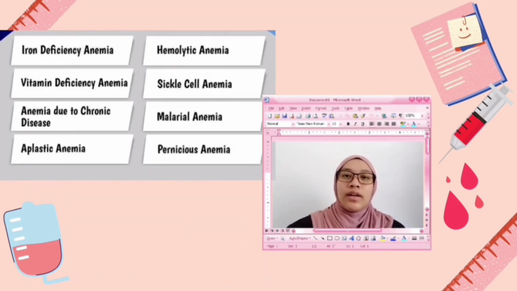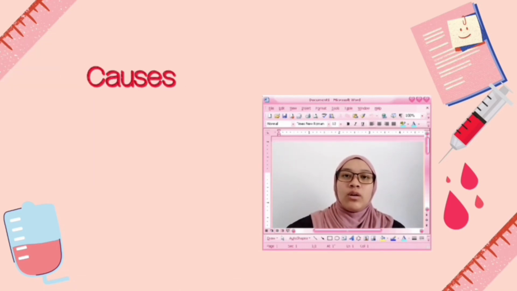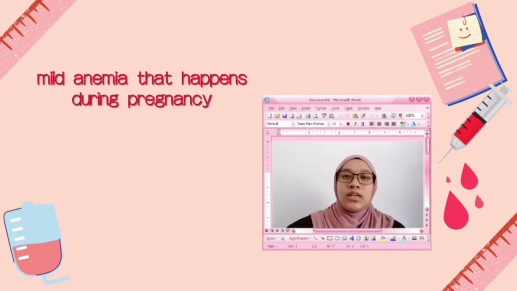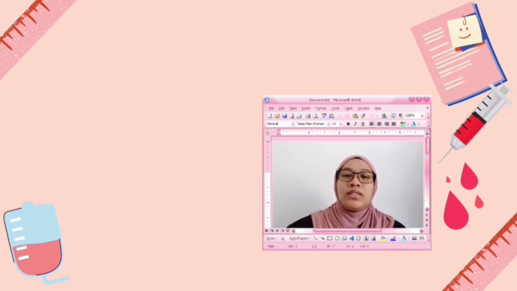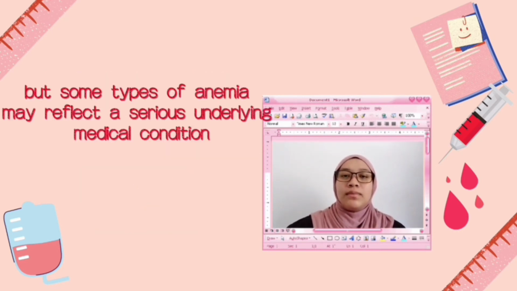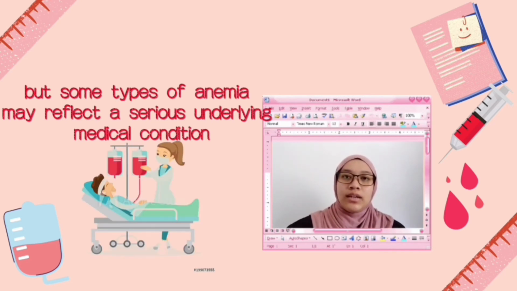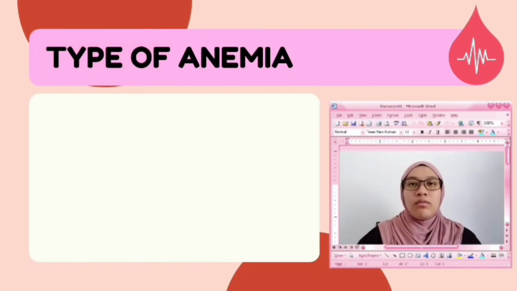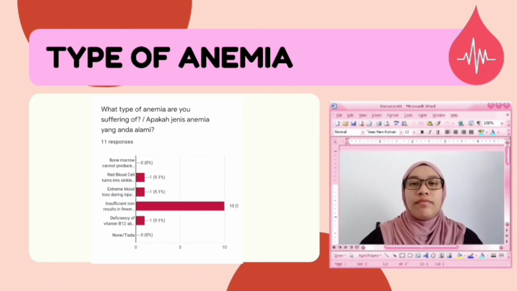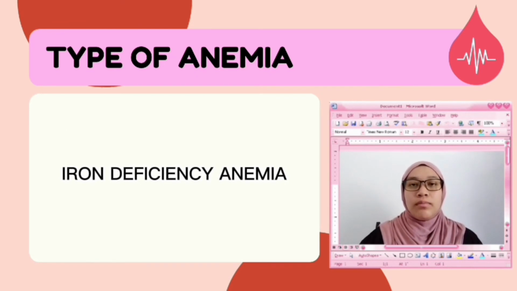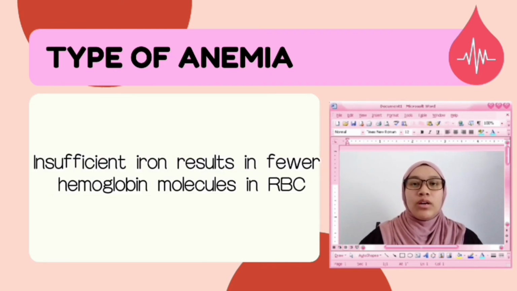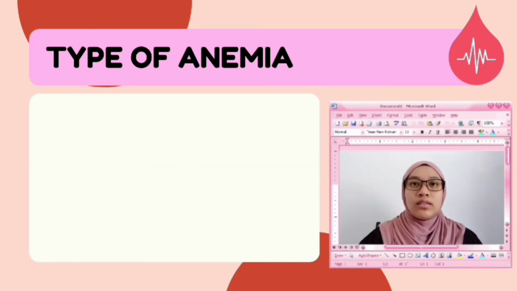There are many types of anemia and all have different causes and treatment. Some forms, like the mild anemia that happens during pregnancy, are not a major concern, but some types of anemia may reflect a serious underlying medical condition. From our survey, most of our respondents who have anemia are suffering from iron deficiency anemia, or insufficient hemoglobin molecules in red blood cells.